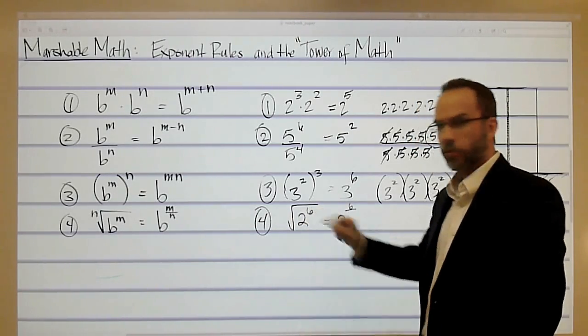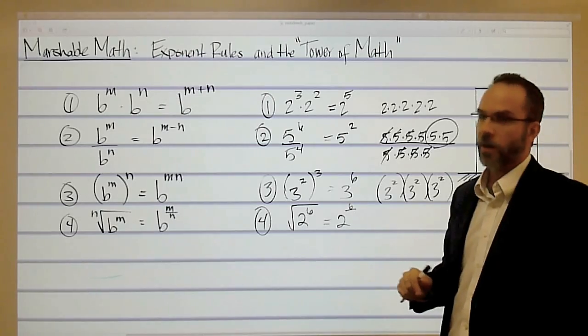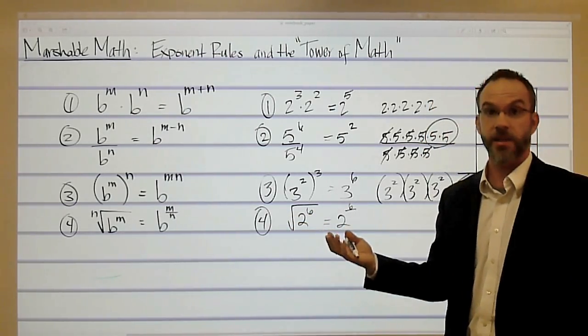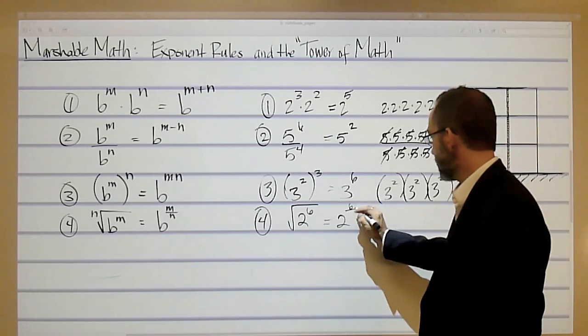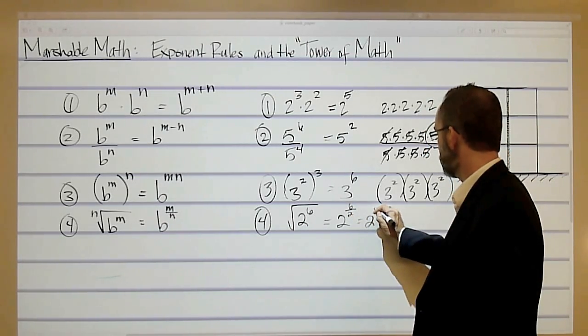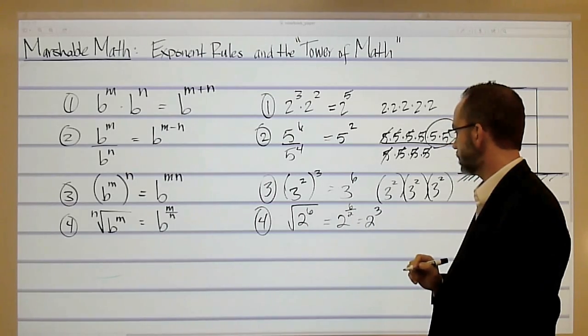Well, this is the square root symbol, right? And we say square root because there isn't an index written here, so we know that it's the square index, or the index of 2. So that would be 6 divided by 2, and the answer then is going to be 2 to the what? 2 to the 3rd? Okay?